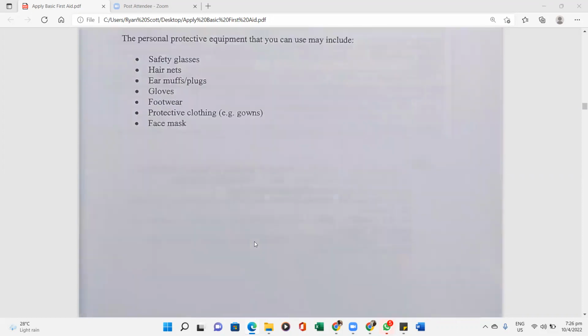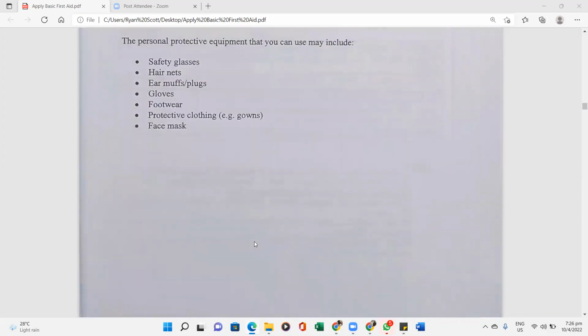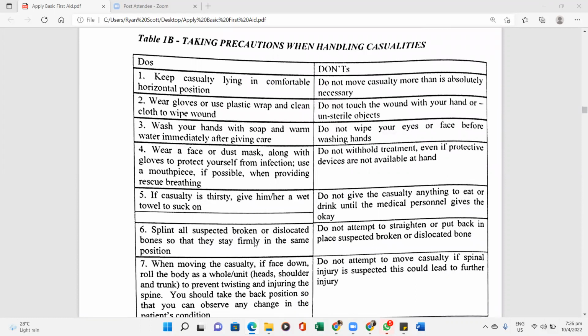Scroll down. Personal protective equipment, hold on. Personal protective equipment includes safety glasses, hair nets, ear muffs, gloves, footwear, protective clothing such as gowns, and then face masks. Scroll down. Taking precautions when handling casualties, the do's and the don'ts. Okay. So keep the casualty lying in a comfortable horizontal position. Do not move the casualty more than is absolutely necessary. So you're not every minute pushing them or telling them get up, go over there, so no.